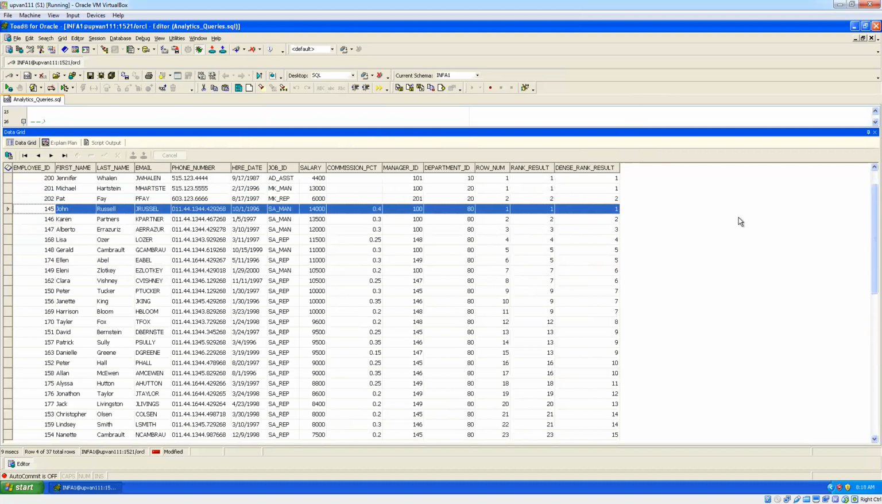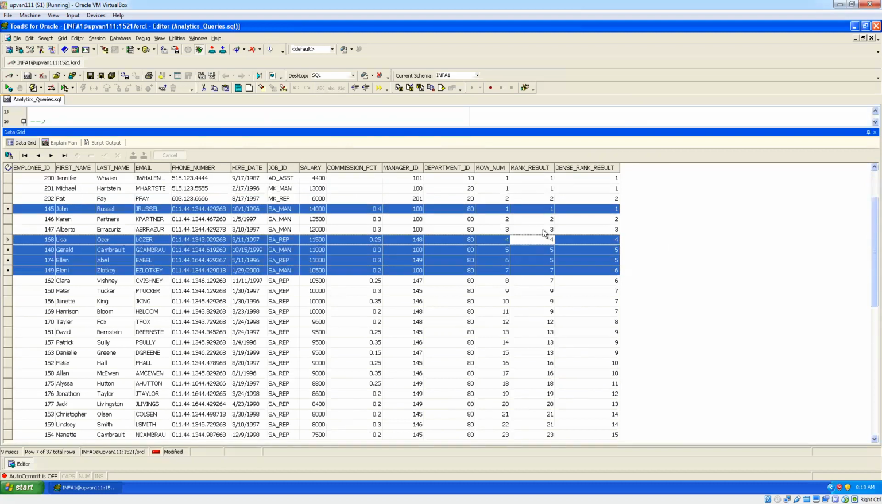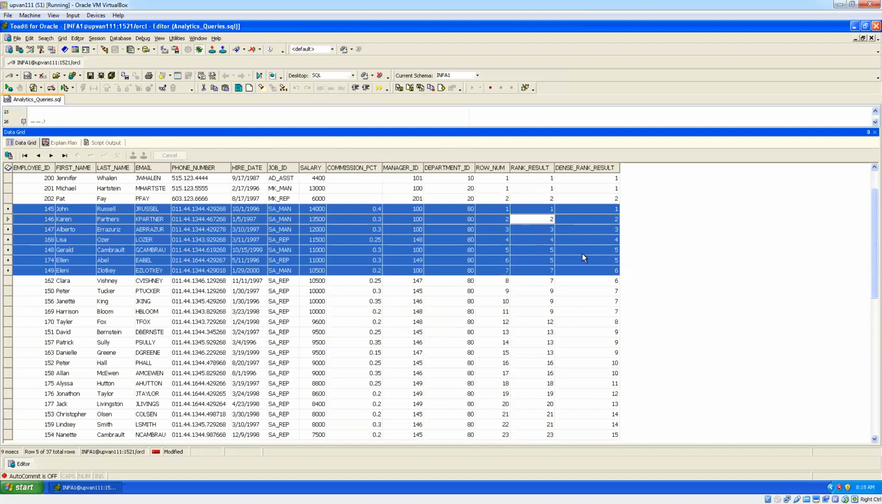Now come to department number 80. Look at these records. How many records are there that I have selected? 7 records. Look at the value of row number, from 1 till 7. The thing about row number is we'll never skip a single digit, and the sequence will continue until and unless the partition ends.